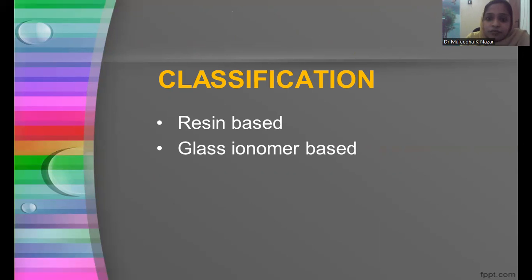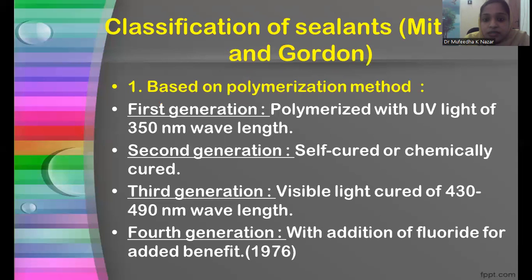Now coming to the classification of pit and fissure sealants. Currently, 2 types of sealants are available: resin-based sealant and glass ionomer-based sealant. Resin-based sealants are the most commonly used sealants. Glass ionomer sealants are generally recommended for partially erupted tooth or when the isolation is difficult.